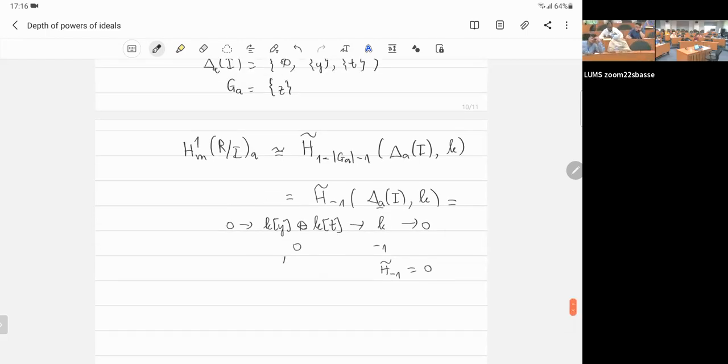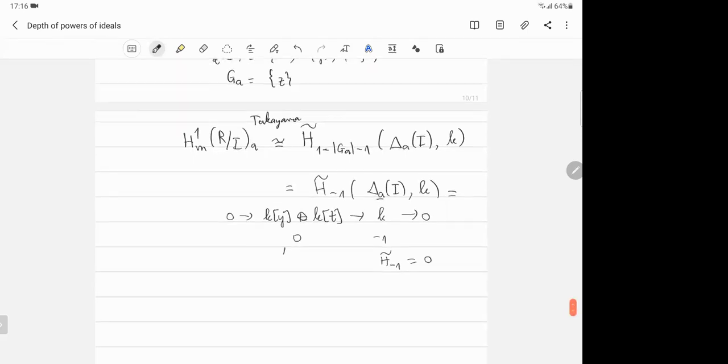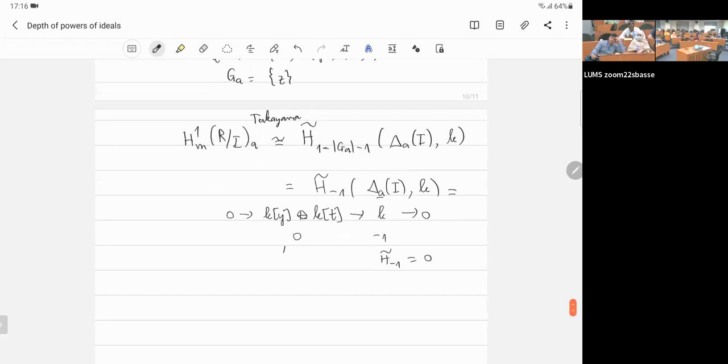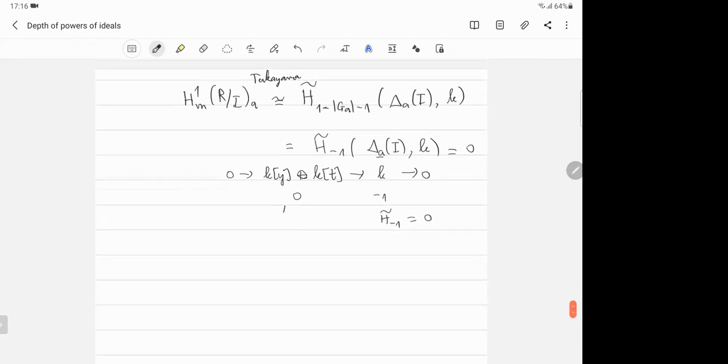You are using the formula of Takayama. Yes, this is Takayama. It's a similar kind of Poincare duality where you are relating the cohomology with the reduced homology. But this is in a different setup. Okay, so you see that it is 0. So H1 is really 0 as we expected.